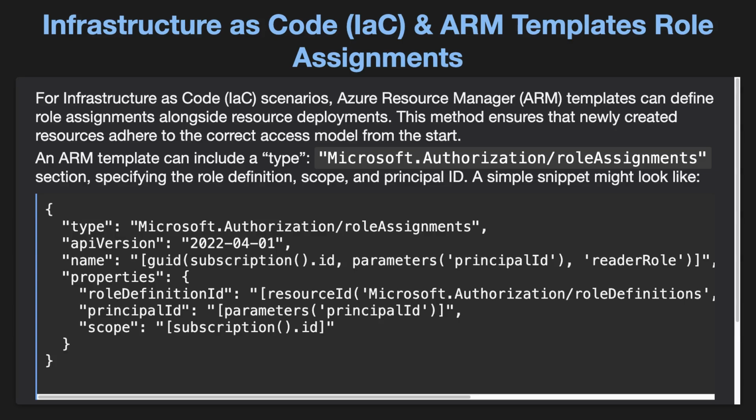Principal ID, parameters principalId, scope subscription.id. In this example, the user or group identified by principal ID automatically receives Reader privileges at subscription level. Version controlling these templates assures that each resource environment consistently enforces identical role assignments. Coupled with automated pipelines, ARM templates offer both consistency and repeatability in enterprise-scale Azure deployments.